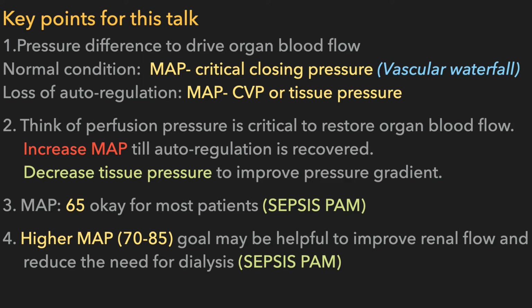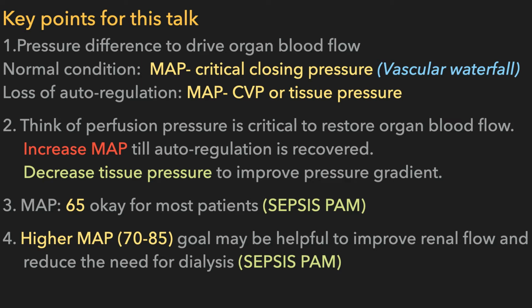The last part, I will talk about, given the current literature, how do we set up a MAP goal for patients? Understanding that most patients can just have a MAP goal of 65 to 70, but do we have some subgroup of patients that can benefit from a higher MAP goal? Or do we have patients that can just tolerate a lower MAP goal?